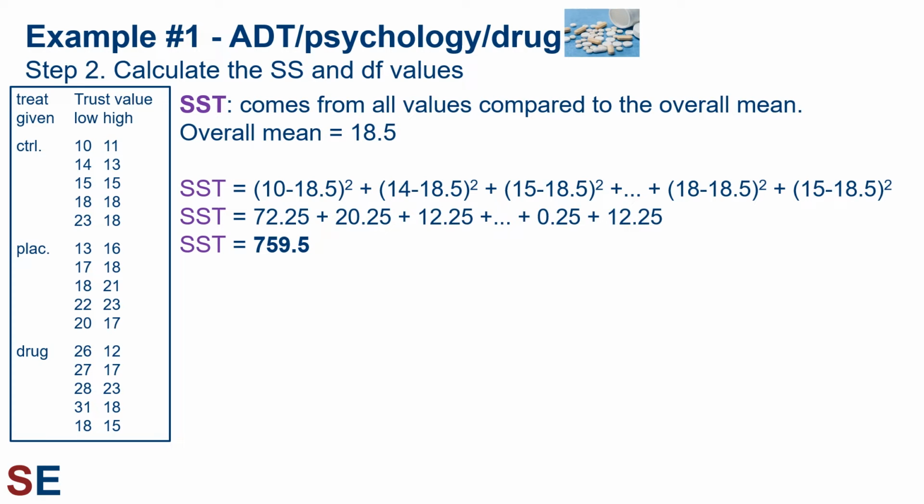so we get 10 minus 18.5 squared plus 14 minus 18.5 squared plus 15 minus 18.5 squared plus the rest of the values in the table, to finish with 18 minus 18.5 squared plus 15 minus 18.5 squared. That gives us 72.25 plus 20.25 plus 12.25 plus all the other values in the table plus 0.25 plus 12.25 for an overall sum of 759.5. The degrees of freedom for the SST is the 30 data values minus 1, which equals 29.